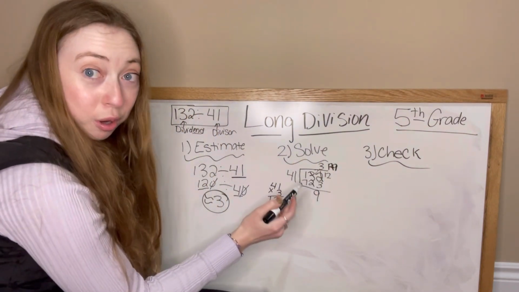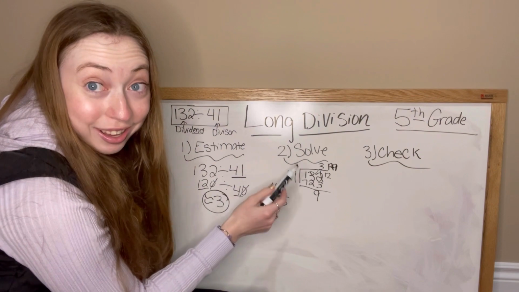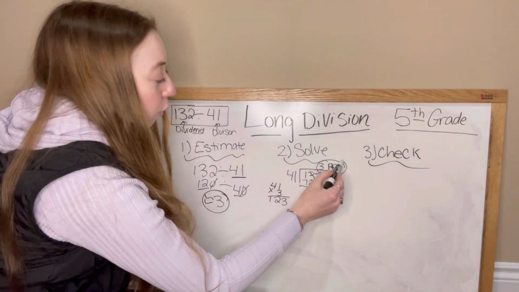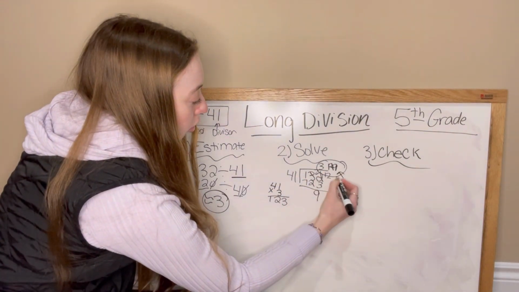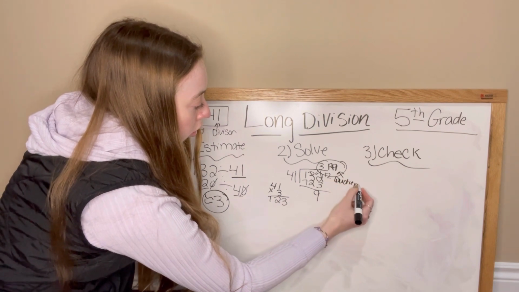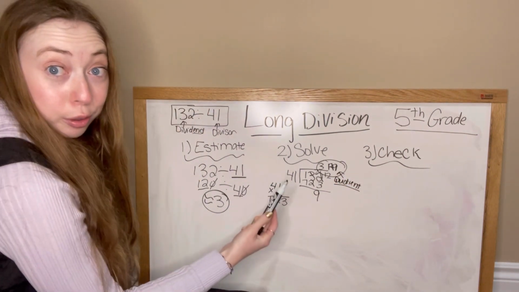And always have them circle their quotient. That is another vocab word here that we want them to use, their quotient. So their quotient is 3 remainder 9.